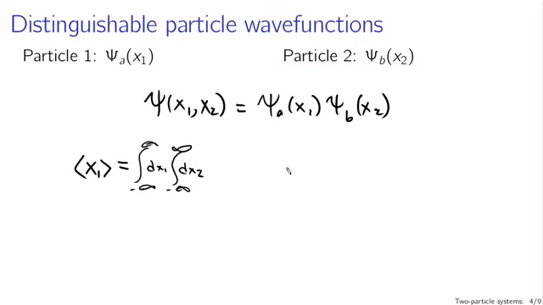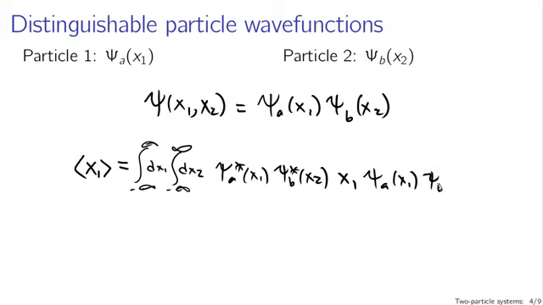And the integrand, as before, is going to be psi star psi. If I expand that out, psi a star of x1, psi b star of x2, x1, and psi a of x1, psi b of x2. This is the integrand you would get. Psi star and psi combined together with a multiplication means that's our probability density for position. And this is then, of course, the expected value of position formula that we're familiar with from single particle quantum mechanics.